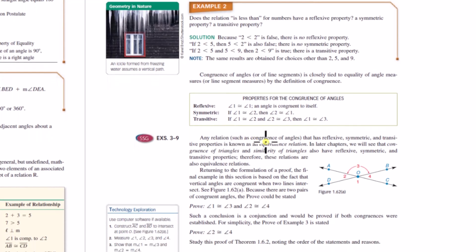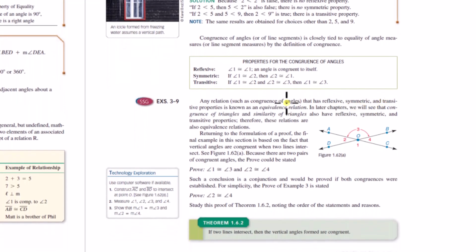Any relation, such as congruence of angles, that has reflexive, symmetric, and transitive properties is known as an equivalence relation. In later chapters, we will see that congruence of triangles and similarity of triangles also have reflexive, symmetric, and transitive properties. Therefore, these relations are also equivalence relations. So, like equal to, for any two numbers, it has all three properties. A is equal to A, and if A is equal to B, you can flip that, and it's true, symmetric. And if A is equal to B and B is equal to C, then A is equal to C, so it's also transitive. So equals is an equivalence relation.